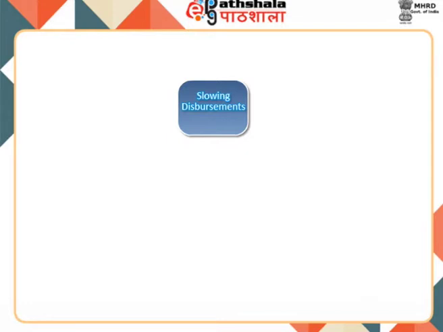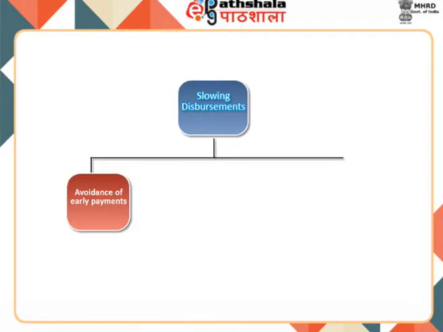The other set of techniques, for slowing disbursements, is as follows. Avoidance of early payments. The firm should make the payment as late as possible but before the due date, to avoid any penalty and interest charges. Centralized disbursements. The payments should be routed through the head office. This will delay the payments, and cash can be reserved for several other purposes.